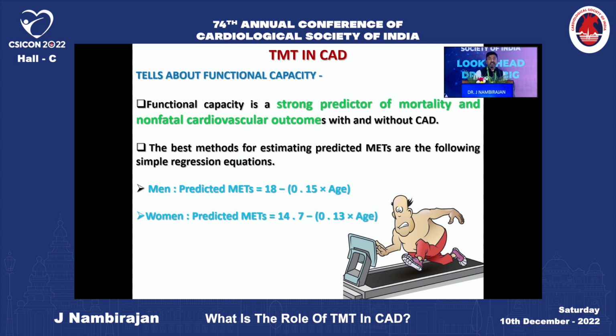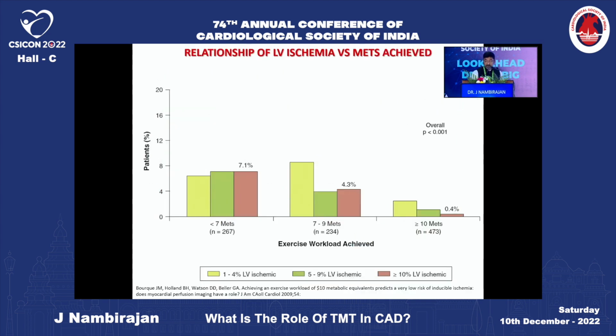Stress testing importantly addresses functional capacity. It is a stronger predictor of mortality and non-fatal cardiovascular outcome with and without coronary artery disease. The best method for estimating predicted METs is the following routine simple regression equations. So this is the relationship that tells us the METs achieved against LV ischemia. With more than 10 METs achieved, the LV ischemia is very less, and if the METs achieved is less than 7 METs, the corresponding LV ischemia is much more.